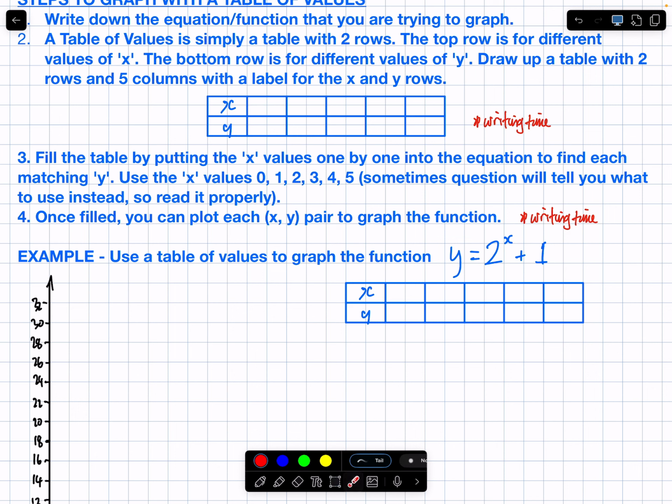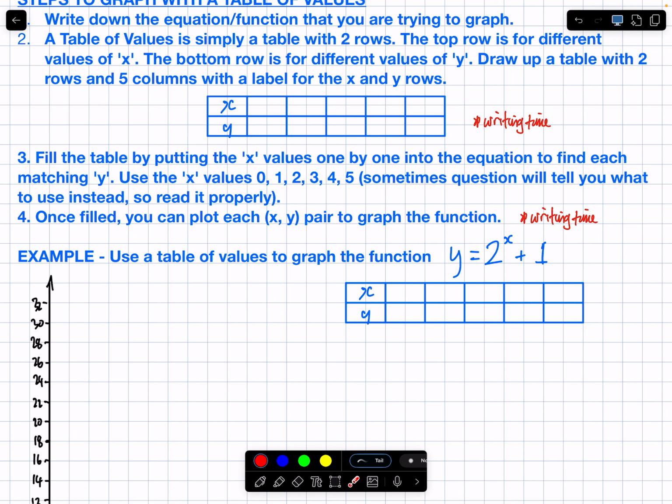So step 1 was write down the equation or function you're trying to graph. If it's already written for me on the paper, there's no point in writing it again. Okay, I can see it here. This is what I'm trying to graph. Y is equal to 2 to the power of x plus 1. How do I know that that's exponential? What feature of it tells me that it's exponential? X is what? Is it a power or is it normal? Power. It's a power. It's exponential. It's going to curve. Okay?